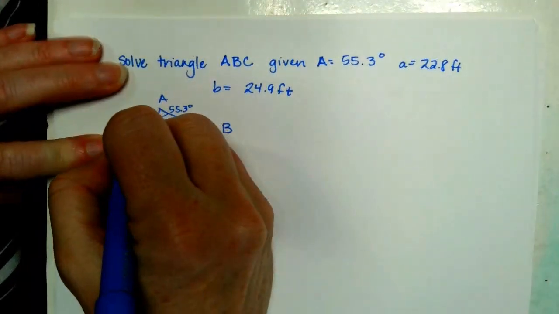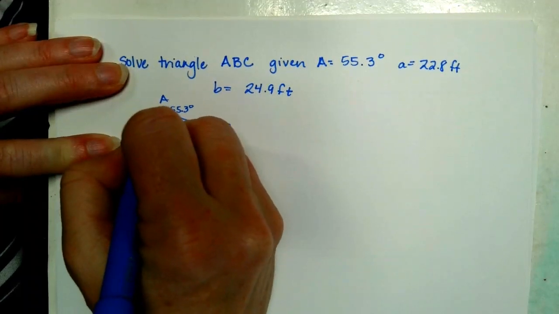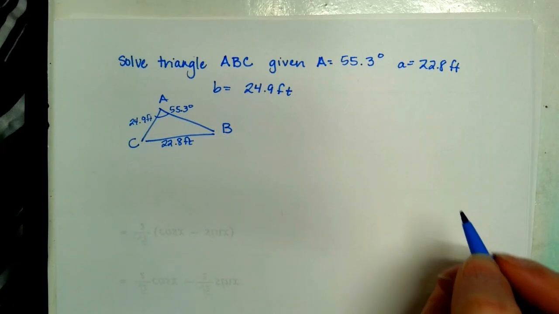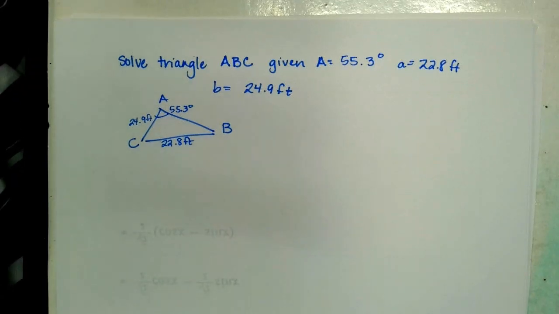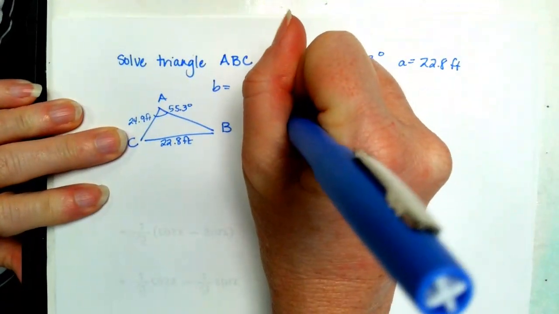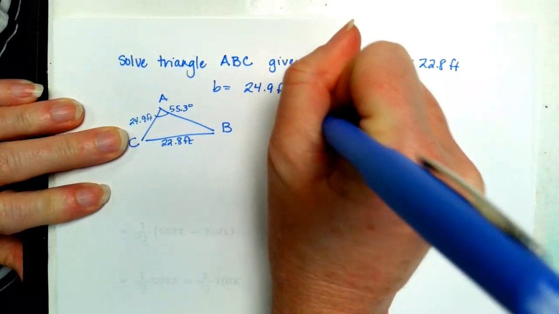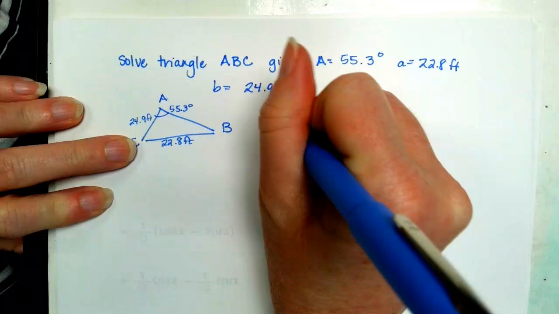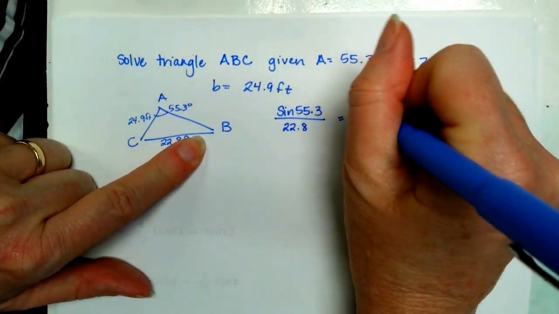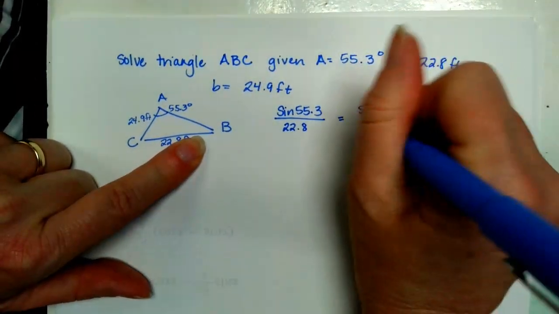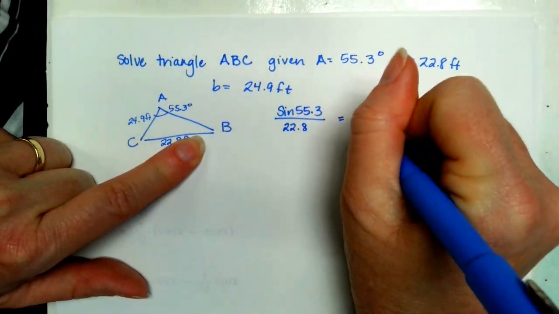I have side B. So the easiest thing to solve for first is angle B, because I have the other part of that ratio. Remember, whatever you're solving for, that's what you want to put on top. So if I'm missing a side and I'm looking for a side, sides go on top. If I'm looking for an angle, angles go on top. So I'm going to put angle A, so sine of 55.3 over side A. And then angle on top, so sine of B, because that's what I'm looking for. I don't know B yet, over 24.9.